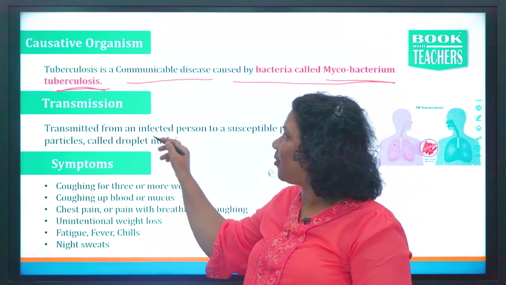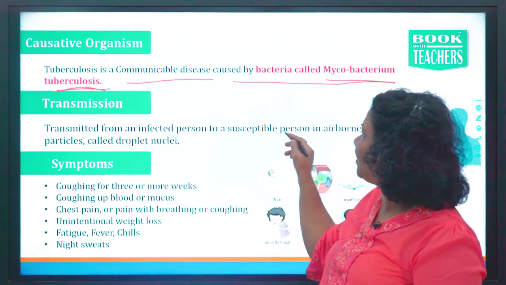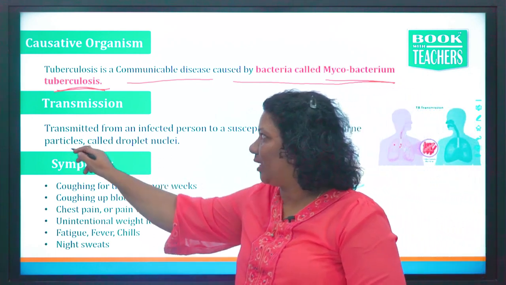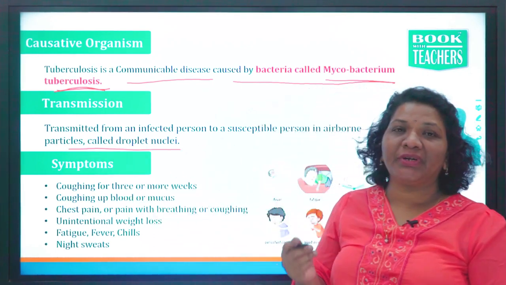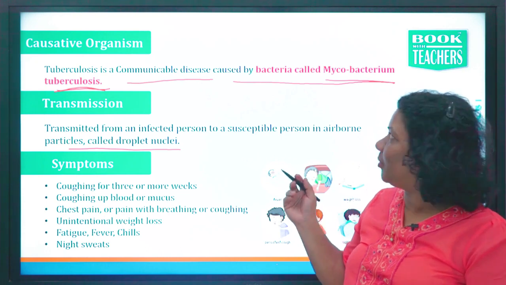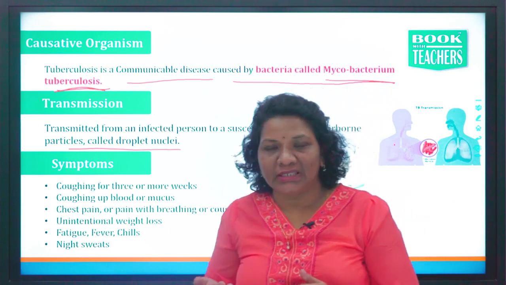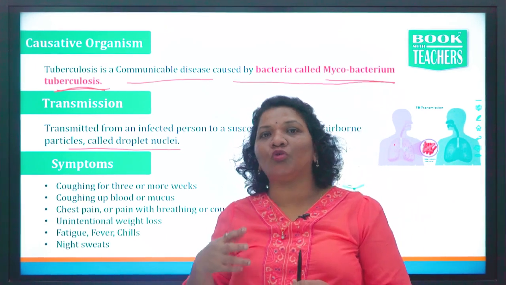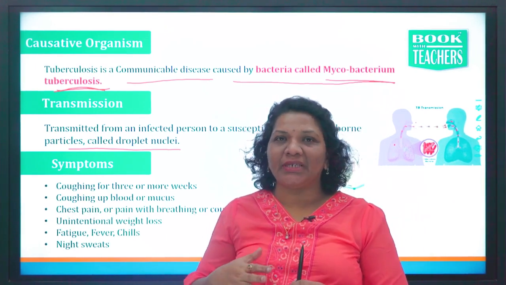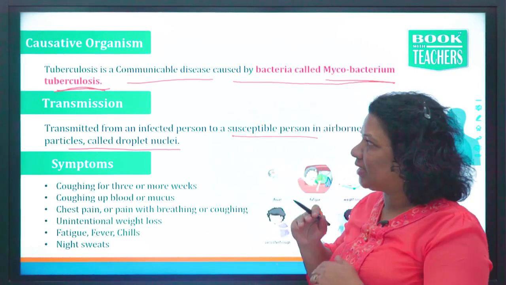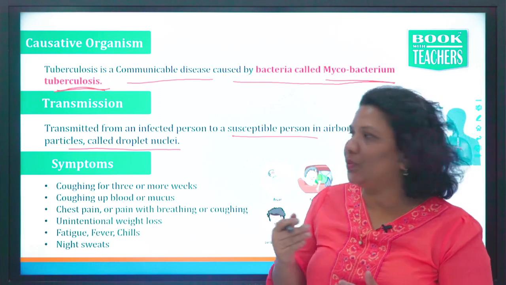Transmission: how does it go from one person to another person? It is transmitted from an infected person to a susceptible person in airborne particles called droplet nuclei. So, when the infected person with this bacteria, Mycobacterium tuberculosis, coughs in the air, what happens? Those droplets get transmitted from the infected person to a susceptible person. So, it gets transmitted from one person to another.